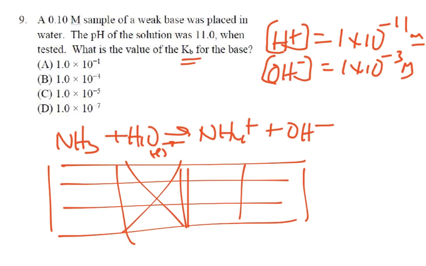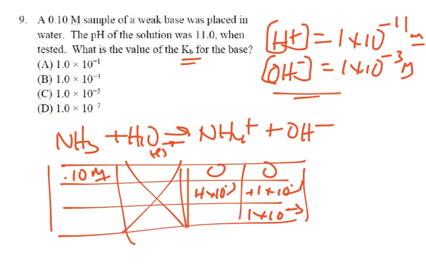and I'm not going to use the water values. I have a 0.1 molar solution, and I know that my pH is 11, so my OH concentration here is 1 times 10 to the minus 3. Okay, so that means this must be 1 times 10 to the minus 3, and this must be 1 times 10 to the minus 3, and I'm going to use up 1 times 10 to the minus 3, so I'm going to have 0.1 minus 0.001, okay, which is going to be pretty close to 0.1, close enough to get my answer.